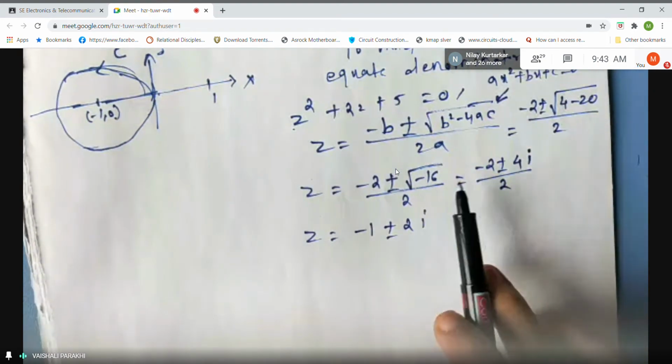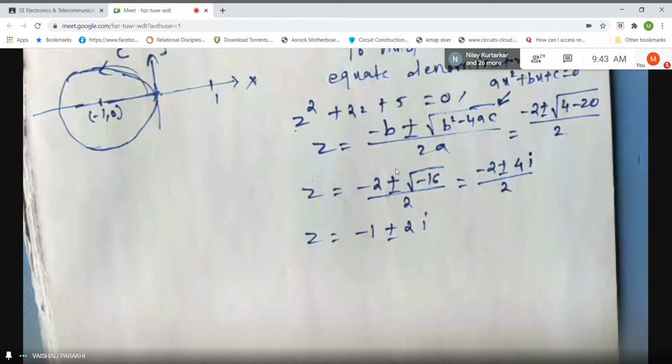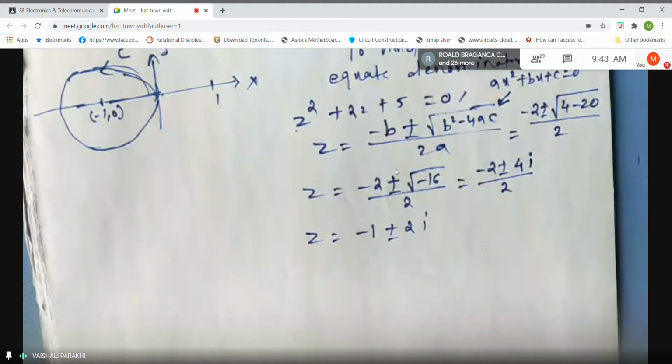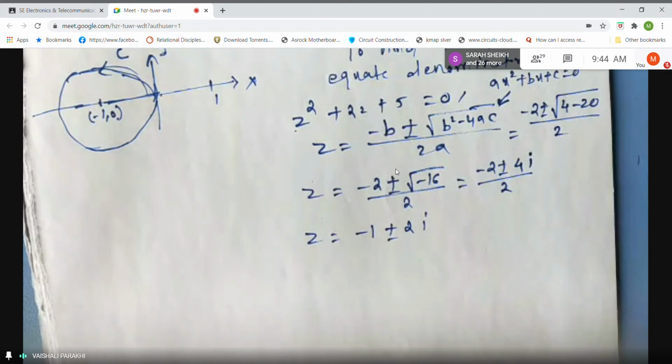You understood the root of minus 16 is 4i. The root of plus 16 is 4. So whenever you take the root of a negative number, it always gives you an imaginary answer. The root of minus 100 is 10i. The root of minus 25 is 5i. But the root of 100 is plus or minus 10; i will not come into the picture. Okay. Now I want to know where this point lies.